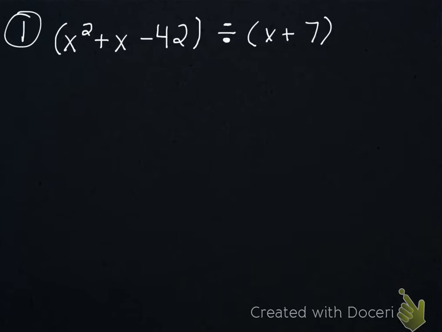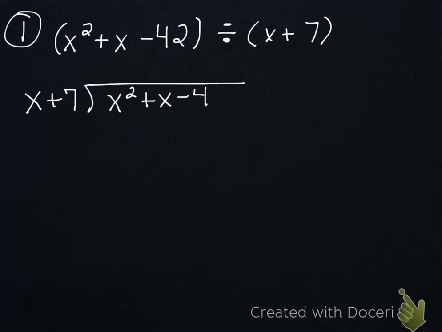Number 1. The first step is to write our division problem with the division symbols. The x plus 7 comes after the division symbol. That is my divisor. It goes outside my division. The x squared plus x minus 42 comes first. That goes inside.